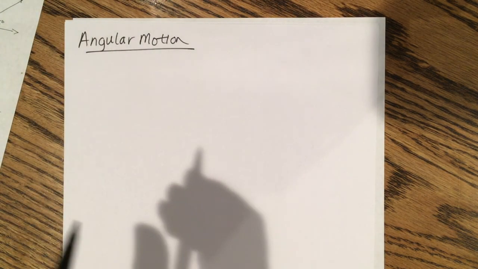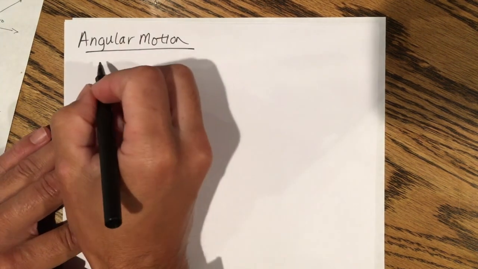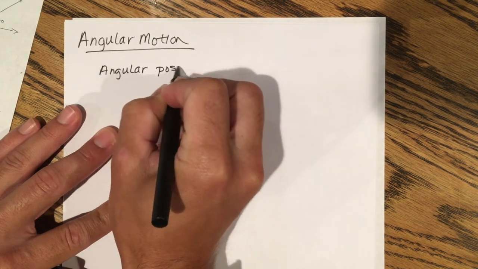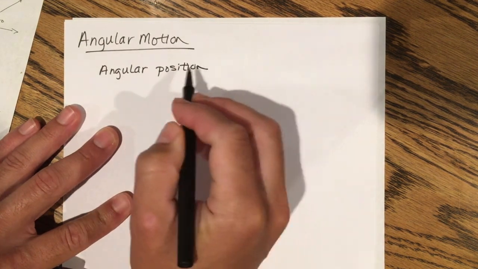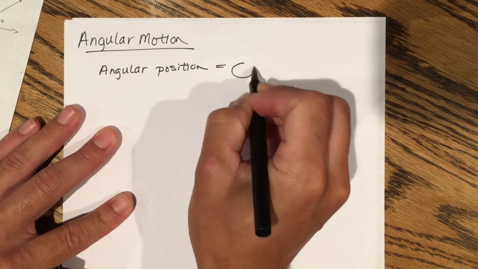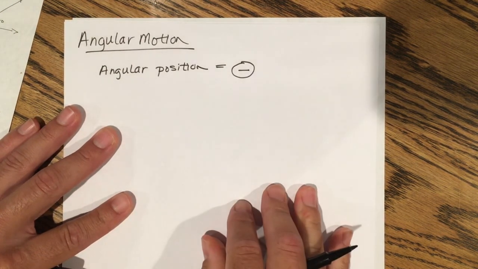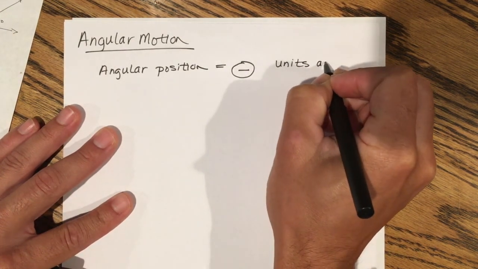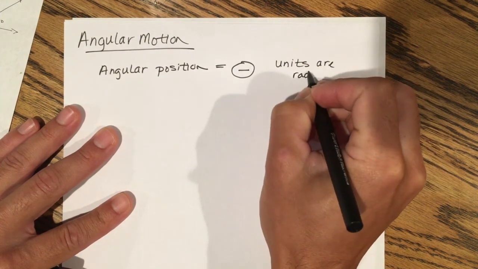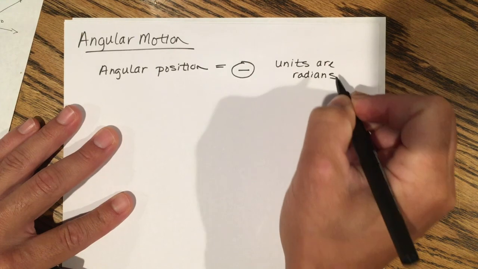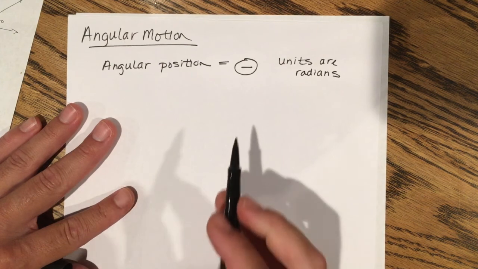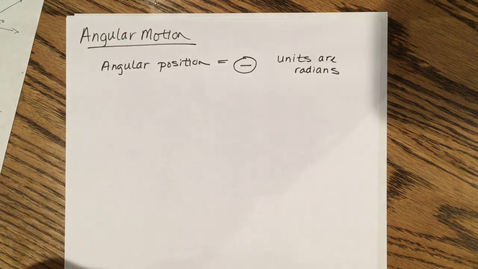With angular motion, we'll start by looking at angular position. Angular position is going to be represented by the variable theta. And the units for it are radians. I think that will start to make sense, even though you might like degrees better. I've always felt degrees were better, but I think you'll start to understand why radians are actually better scientifically, or in this class.